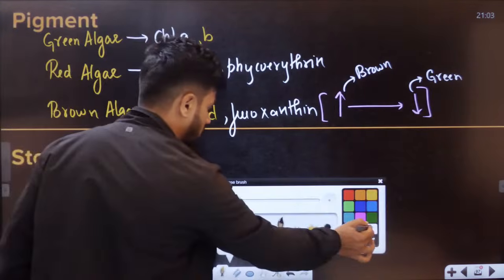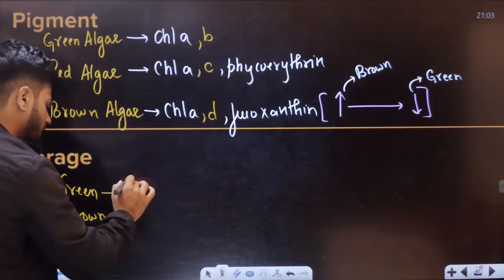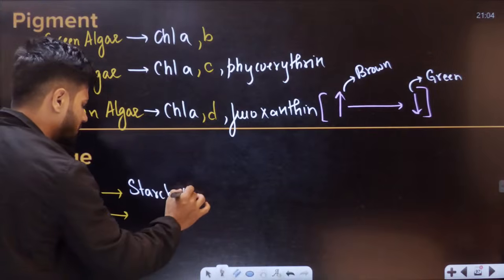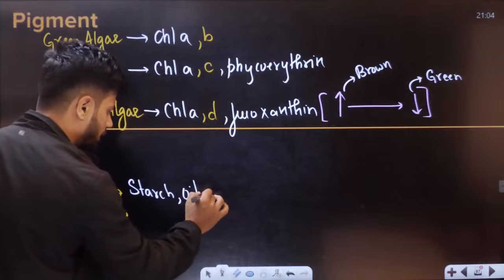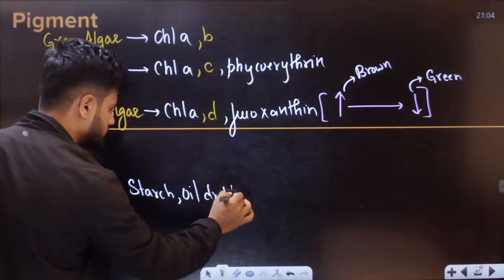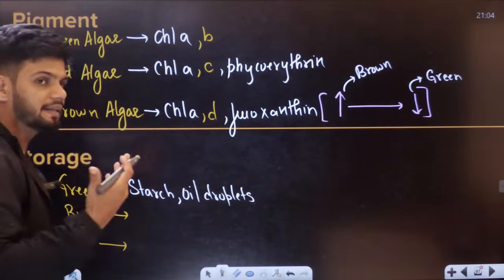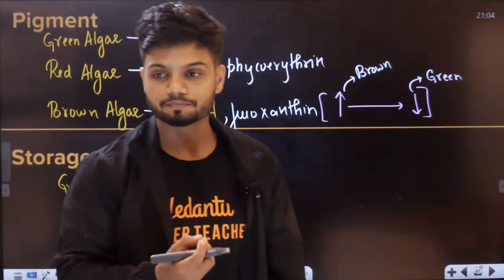Now students, in the case of green algae, it is very, very simple. It is stored as starch, nothing complicated. Starch can be there. There can be oil droplets. But in the case of brown, it becomes complicated. There can be some complicated carbohydrates also, something called mannitol and laminarin. Okay.